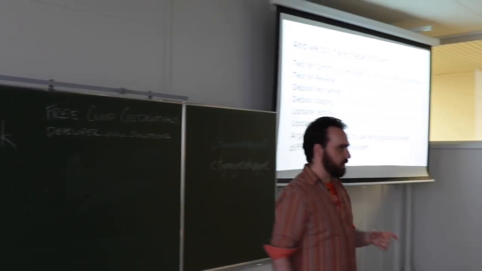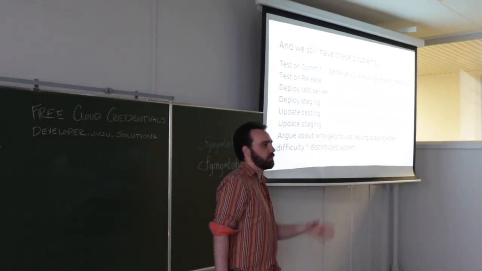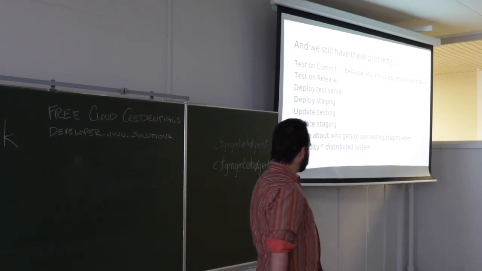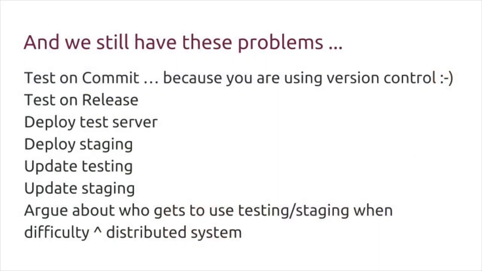When I've worked on teams that are working on complex software, lots of microservices, lots of servers all over the place, your testing gets complicated. First of all, you have to connect it to a revision control system. We're going to talk about Jenkins in a minute, so everybody knows that's a solved problem. You want to test on releases to that system. You want to deploy test servers and staging servers.